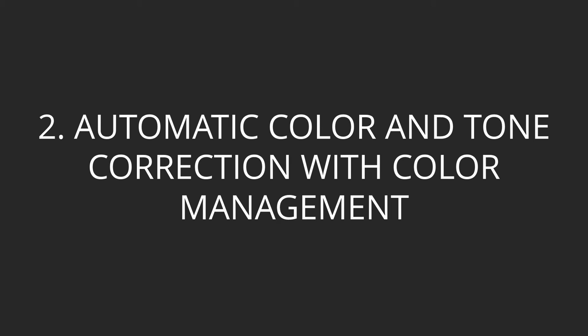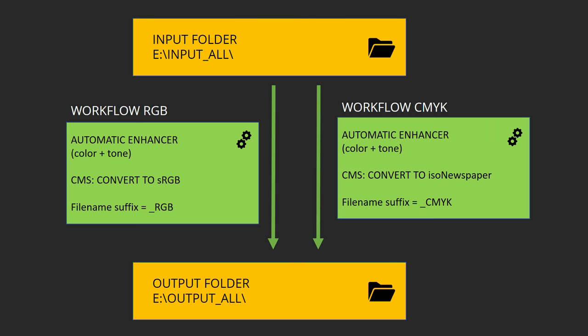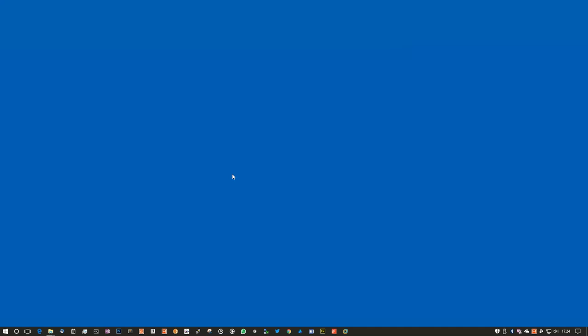In this second example, we also use automatic color correction and automatic color and tone correction. And we also use color management. In this demo, we will create both RGB and CMYK versions of files automatically. So we will make two workflows. One is for RGB and the second is for CMYK, and these workflows are working simultaneously. So you need to just copy the original image to the input folder and you will get both versions in the output folder.